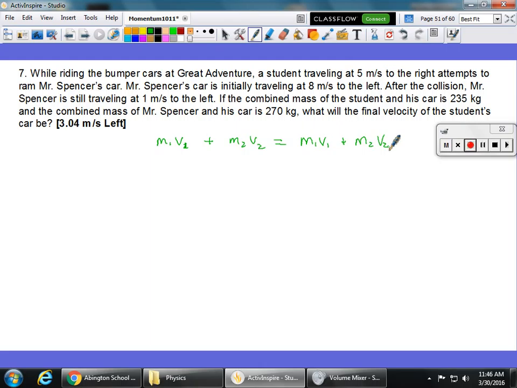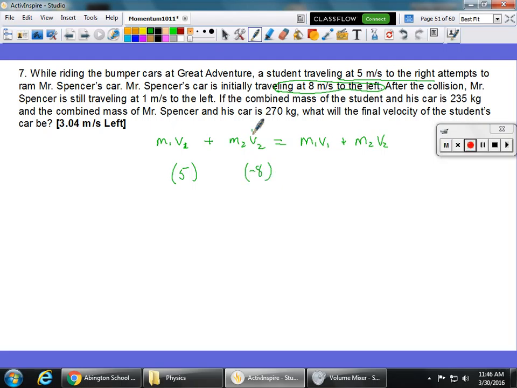So we have a student, let's call that number 1, who's traveling 5 meters per second to the right. 5 meters per second to the right would be here. Right is positive. He attempts to ram Mr. Spencer's car, who's initially traveling 8 meters per second to the left. 8 meters per second to the left is going to be -8. That's his velocity. So this is number 1, the student.